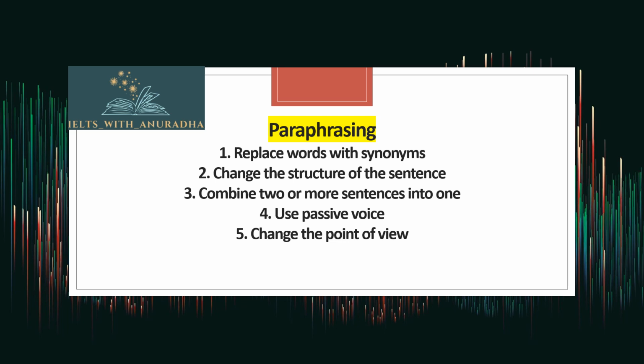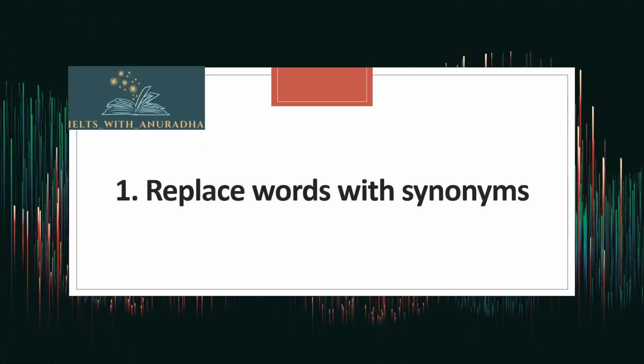First, we will learn about the different ways of paraphrasing. So, let's get started with these ways, which are replace words with synonyms, change the structure of the sentence, combine two or more sentences into one, use passive voice, and change the point of view. Our first technique is replace words with synonyms. This is a great way to change the wording of a sentence without changing the overall meaning.